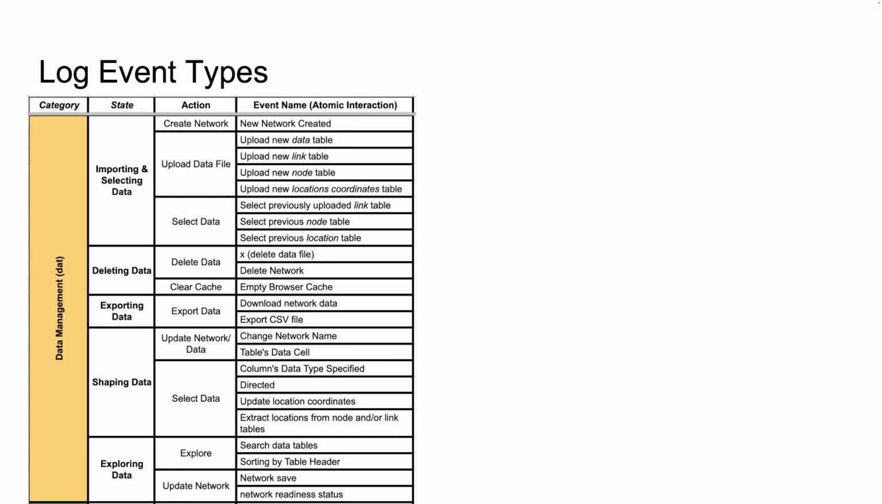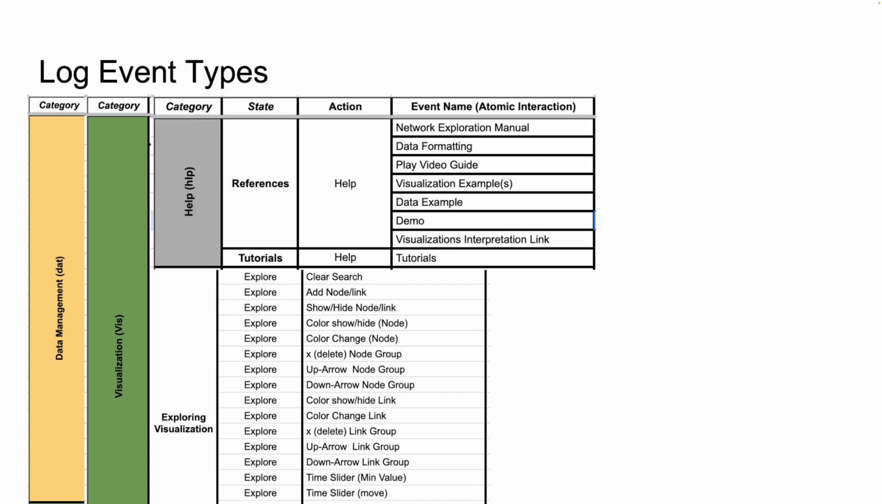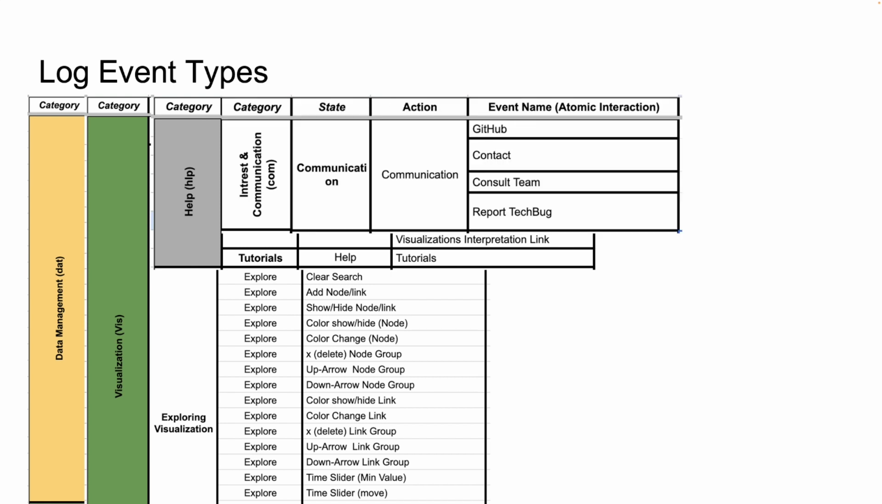Data management logs category, such as the user creating a network, choosing a link table or node table. Visualization and interaction category, such as creating a visualization of a specific type, let's say a node link, and interacting with it. Help and support material category, such as watching a video or visiting a tutorial. Interest and communication category, such as contacting the development team.